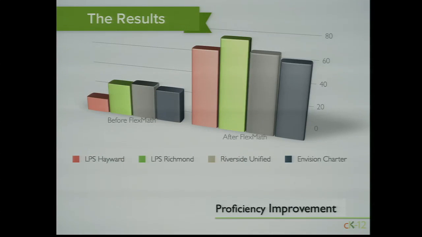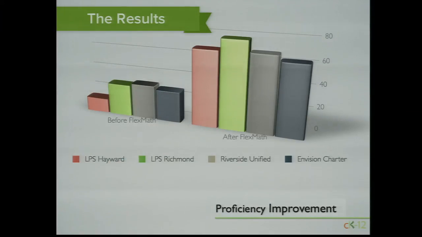So these are real results. We actually have been using our system in, I know the speaker before me, who was a hard act to follow in many ways, actually is working with the LPS, which is the green and the red bars. So if you look at the bars on my left, those are the starting points for four of these schools. There are the three charter schools in Vision and Leadership Public Schools, two of their campuses, Hayward and Richmond. And then finally, we did some work with Riverside Unified School District.